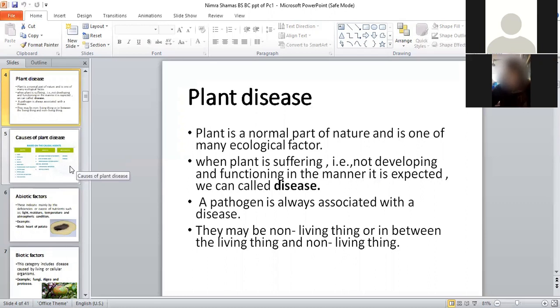Pathogen is always associated with a disease. We know that pathos means disease, so a pathogen is always associated with a disease. Plant disease may be caused by living things, may be caused by non-living things, and may be caused by something in between living and non-living. Okay, next slide please.